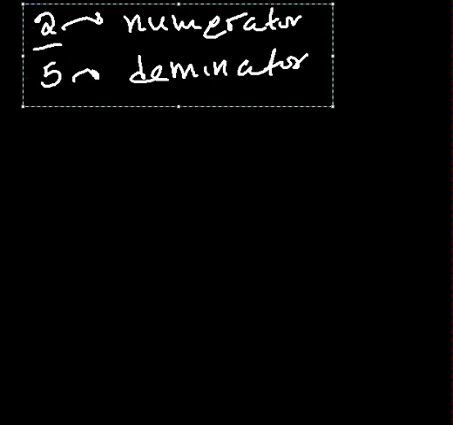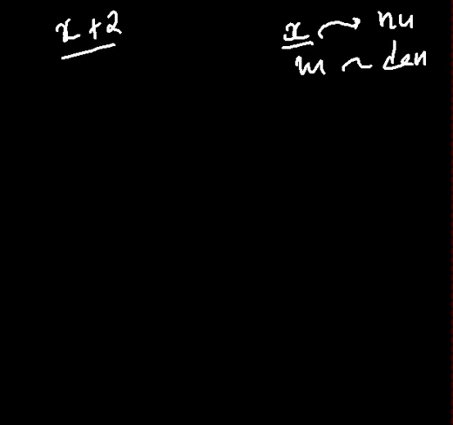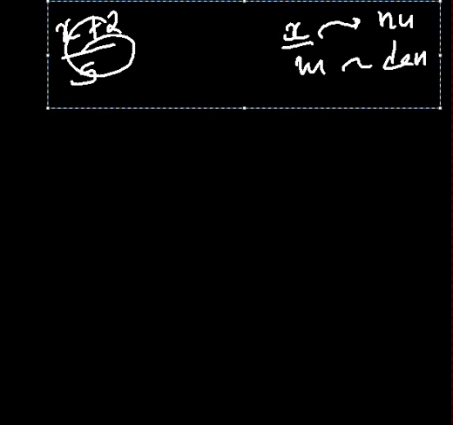And if we have x/m, this is also a typical fraction, where this is the numerator and this is the denominator. And if we have, let's say, x plus 2 divided by 5, this is also a typical fraction. And we have two types of fractions. We have what we call a proper fraction.